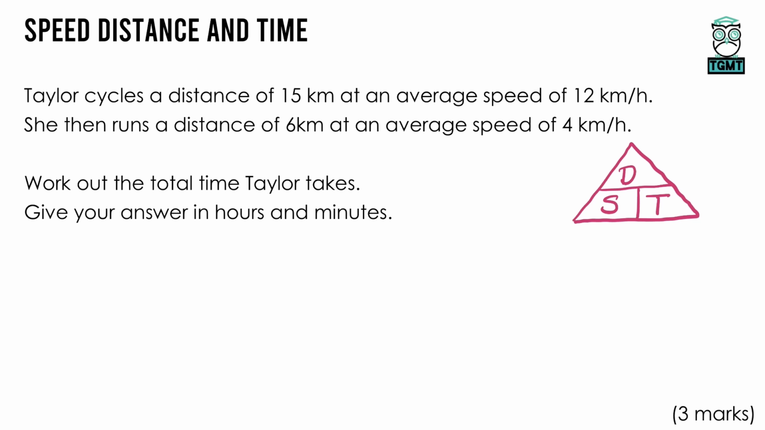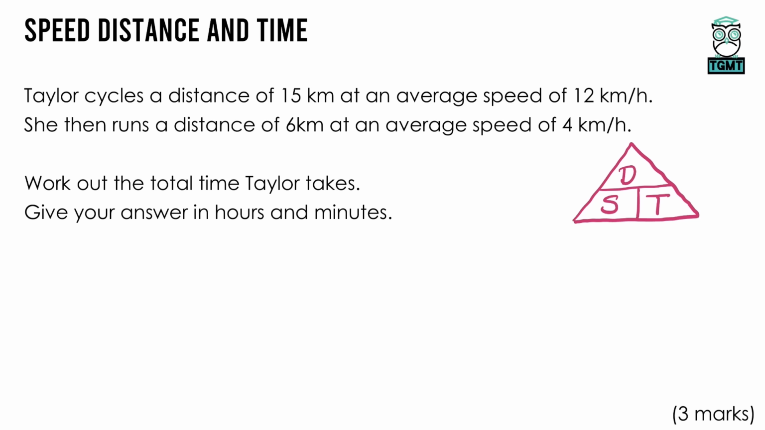So it says here, Taylor cycles a distance of 15 kilometres at an average speed of 12 kilometres per hour. She then runs a distance of 6 kilometres at an average speed of 4 kilometres per hour. Work out the total time Taylor takes and give your answer in hours and minutes. Now again, if you have non-calculator methods that you prefer, absolutely fine if you want to stick with them.